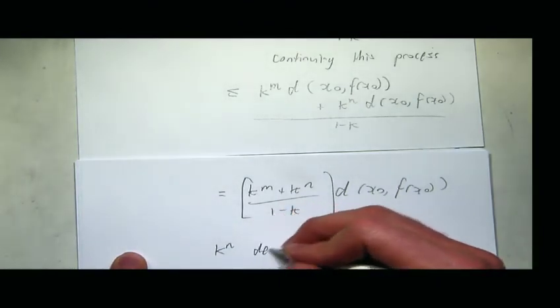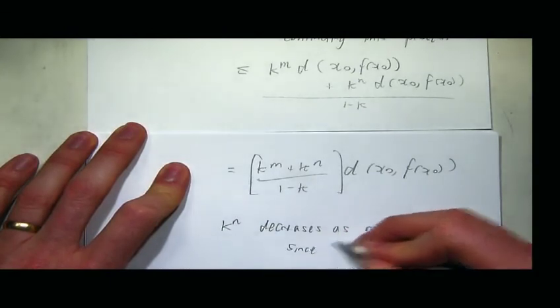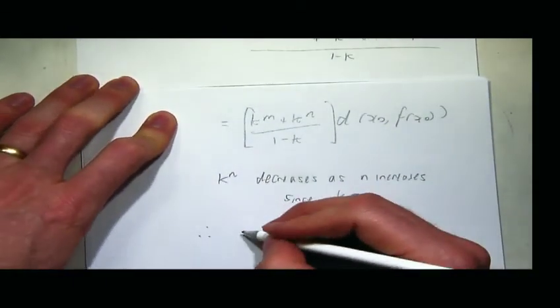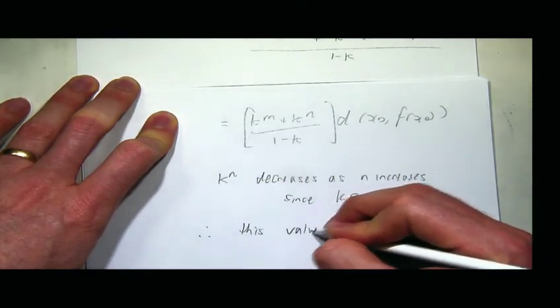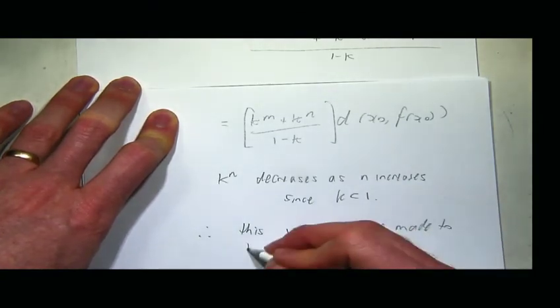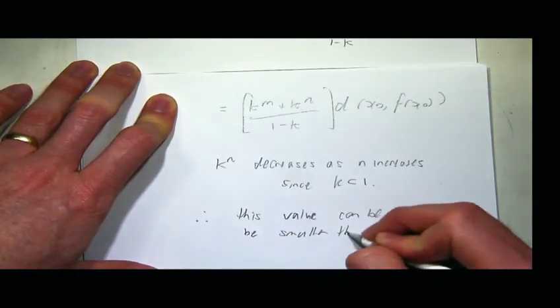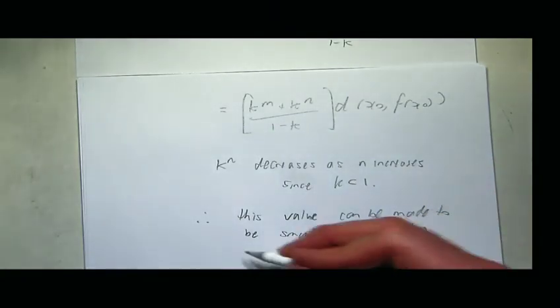So, since k is less than 1, when I do powers of it, it will get smaller. Okay? So k to the n decreases as n increases, since k is less than 1. And so therefore, in fact, it goes to 0, right? Therefore, this value can be made to be smaller than epsilon by choosing large enough m and n.